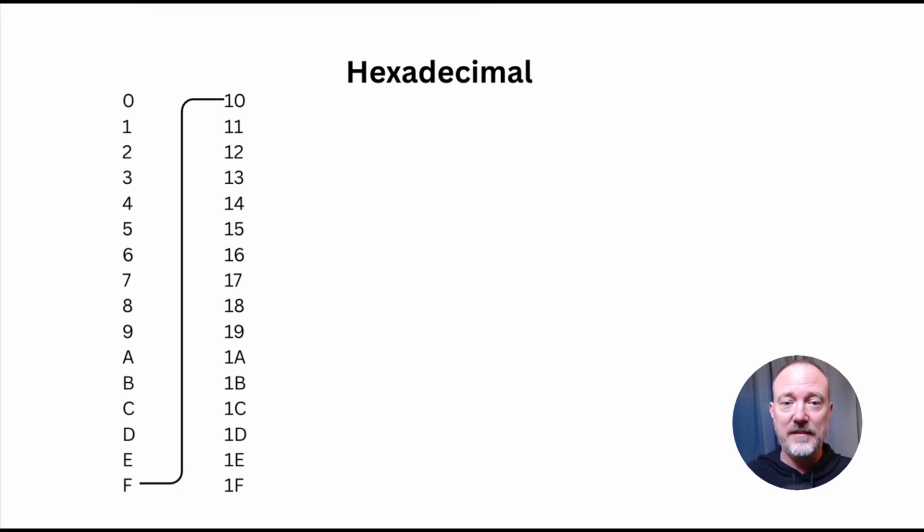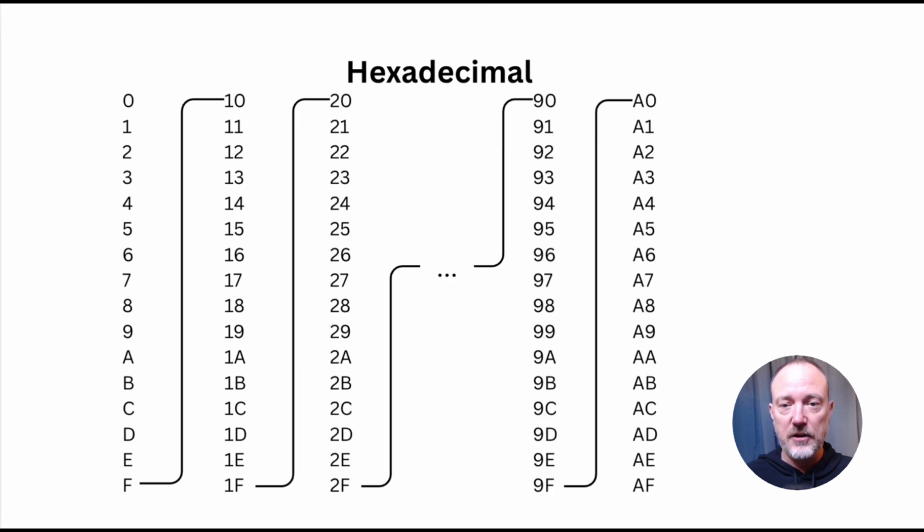Because we're in base 16, this is not the same as decimal 10. So 10, 11, and 12, those are all decimal numbers. These are hexadecimal. It's a different value because our base is 16. So once we get to 1F, then the 1 rolls over to a 2, and the F starts back over at 0. So this pattern continues on.